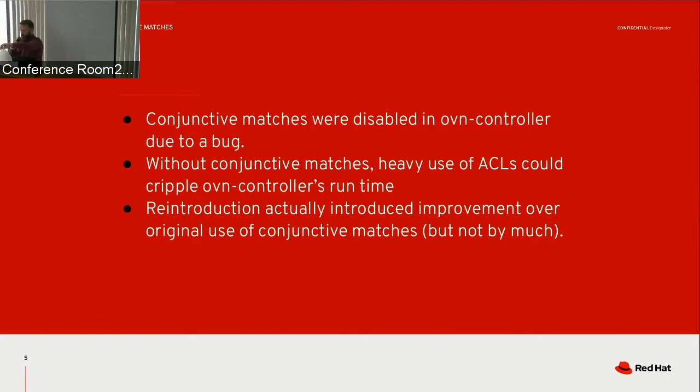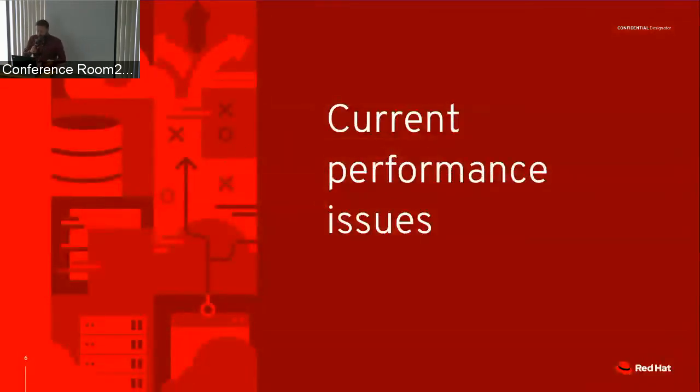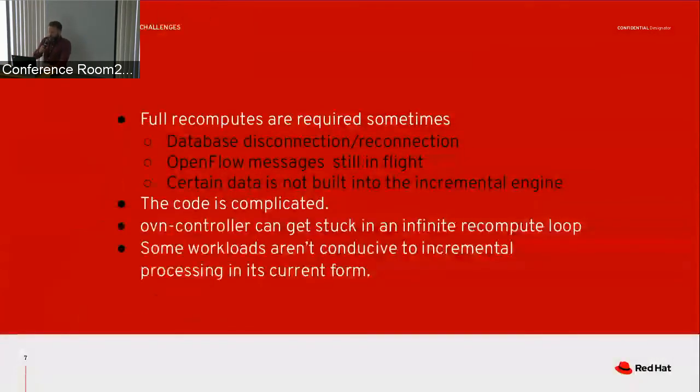So, with those in mind, let's talk about some of the performance issues that exist in OVN. I just talked about how great the incremental processing engine is, but unfortunately, it is not perfect. For one thing, it can't always incrementally process code. There are times where it just has to do a full recompute of everything and fall back to the logic that had been used prior to its introduction. I have some examples here on the slide.